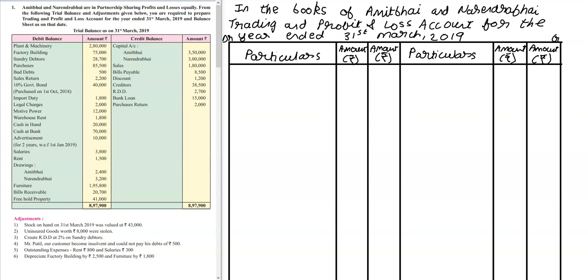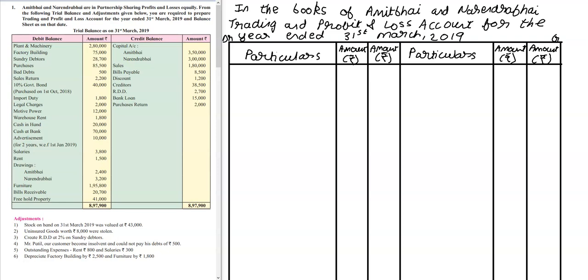Amit Bhai and Narendra Bhai are in partnership sharing profits and losses equally. From the following trial balance and adjustments given below, you are required to prepare trading and profit and loss account for the year ended 31st March 2019 and balance sheet as on that date.